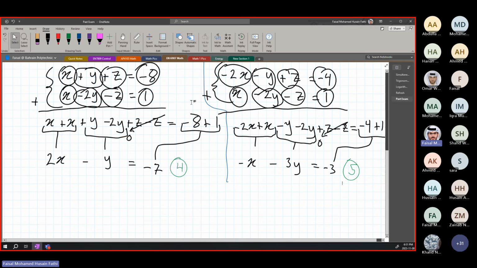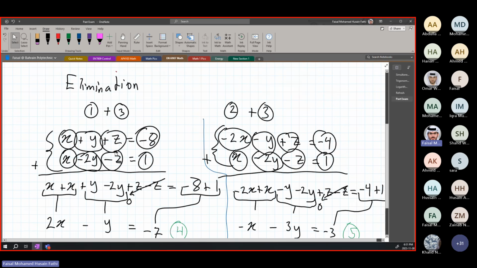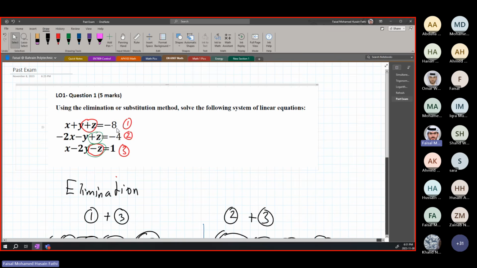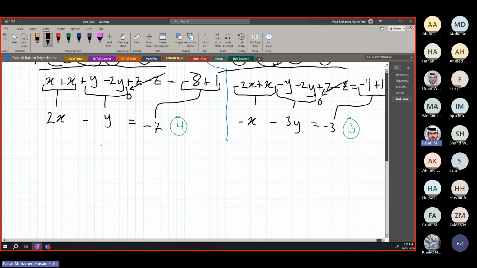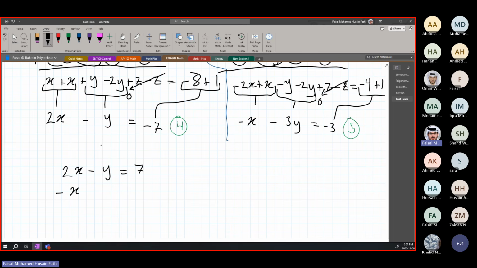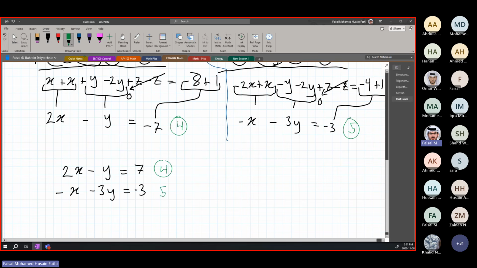So now what do we do? We eliminated z, the third variable. Instead of having a 3 by 3 system, we now have a new 2 by 2 system. We have 2x minus y is equal to 7, and minus x minus 3y is equal to minus 3. These are equation 4 and equation 5.